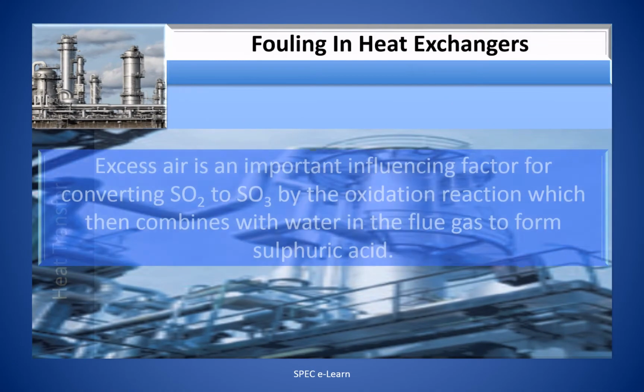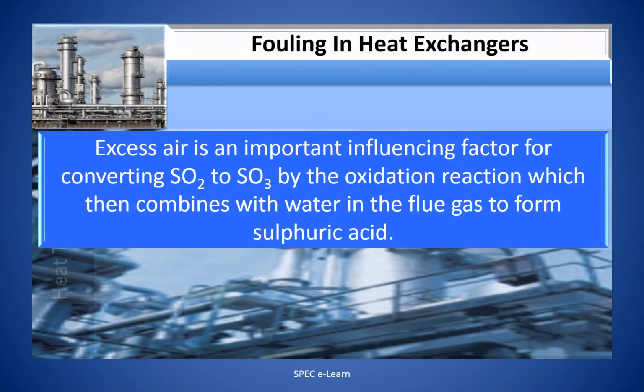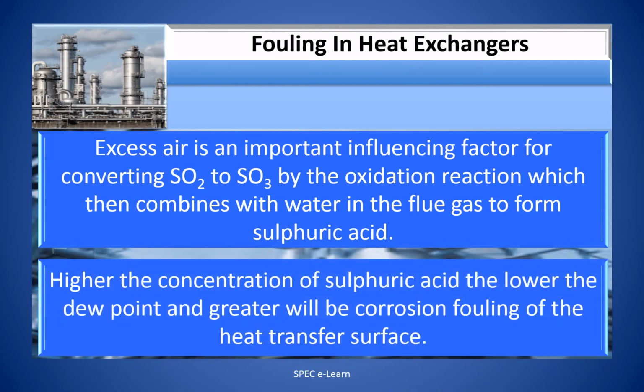Excess air is an important influencing factor for converting SO2 to SO3 by the oxidation reaction, which then combines with water in the flue gas to form sulfuric acid. The higher the concentration of sulfuric acid, the lower the dew point, and the greater will be the corrosion fouling of the heat transfer surface.